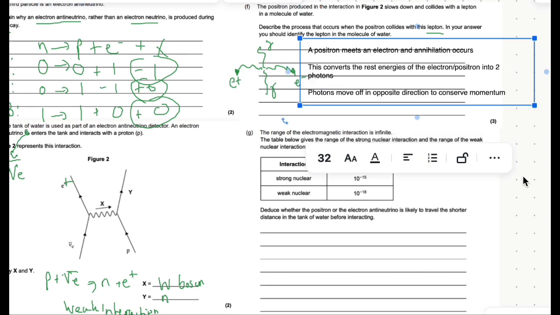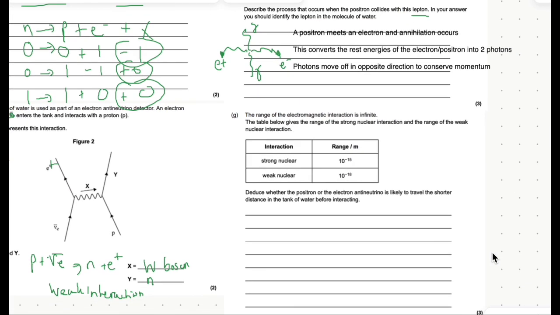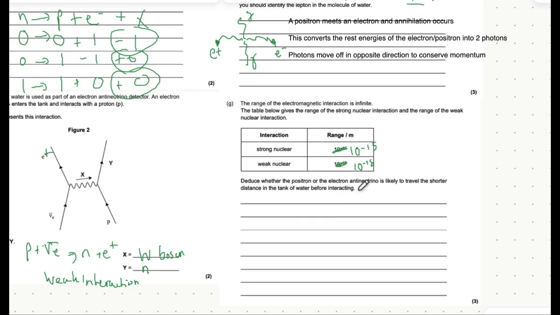There you go. Moving on to this last part of the question, it tells you the range of the electromagnetic interaction is infinite. Okay. The table gives you the range of the strong nuclear interaction and the range of the weak nuclear interaction. So that's 10 to the minus 15, by the way. I'm just going to write this out in case it's too small for you guys. And that's 10 to the minus 18. Describe whether the positron or the electron antineutrino is likely to travel the shorter distance before interacting with one of these fundamental forces. Well, let's compare them.